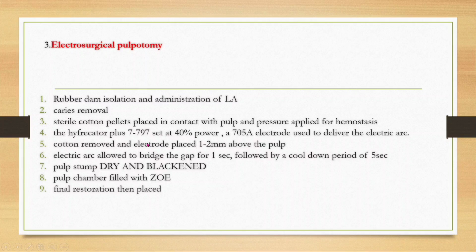A high frequency unit set at 40% power and an electrode are used to deliver the electric arc. Then the cotton is removed and the electrode is placed 1 to 2 mm above the pulp. The electric arc is allowed to bridge the gap for 1 second, followed by a cool down period of 5 seconds. The pulp stump is dry and blackened, then the pulp chamber is filled with zinc oxide eugenol, followed by final restoration.